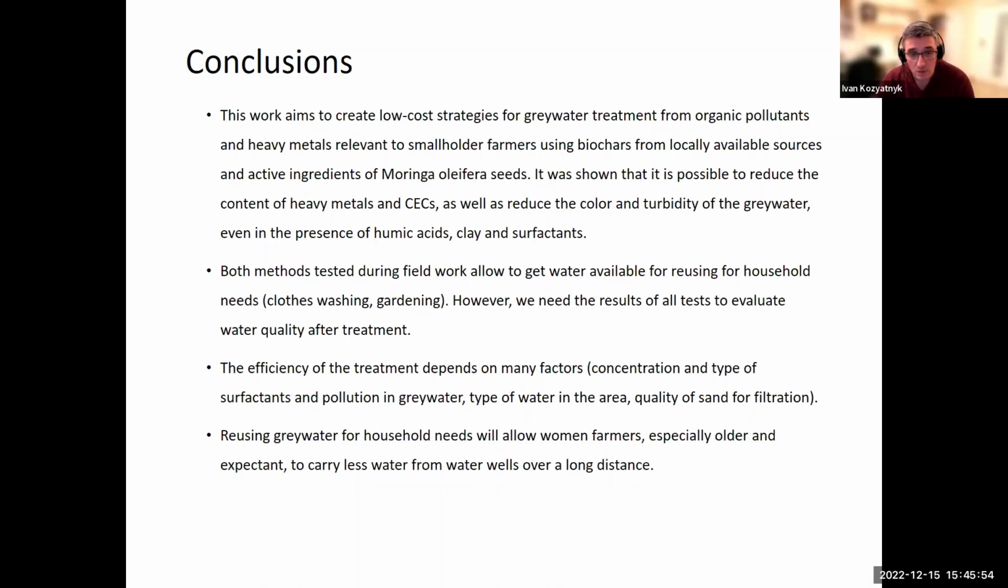But we need the results of all tests to evaluate water quality after treatment. And the efficiency of water treatment depends on many factors: concentration and type of surfactants, type of pollution in grey water, quality of water in the area, and quality of sand for filtration. And reusing grey water for household needs will allow women farmers, especially older and expectant ones, to carry less water from wells over a long distance.